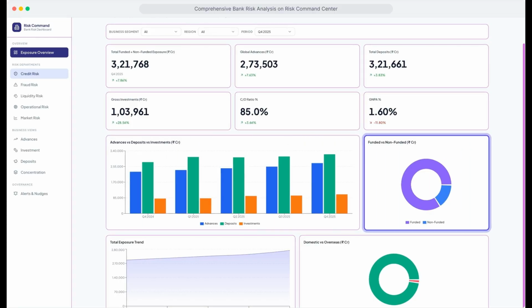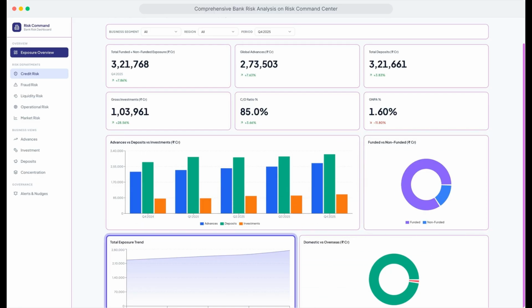The funded versus non-funded view shows how much of the bank's exposure is direct funded exposure, such as loans and advances, compared with non-funded exposure, such as guarantees or letters of credit. The domestic versus overseas view helps users understand where exposure is concentrated geographically. Together, these views help leadership understand the structure of exposure, not just the total number.